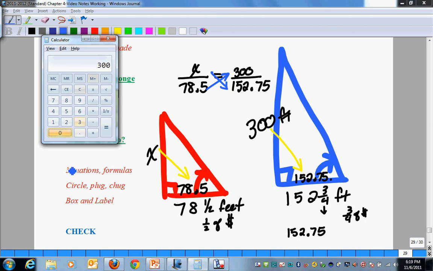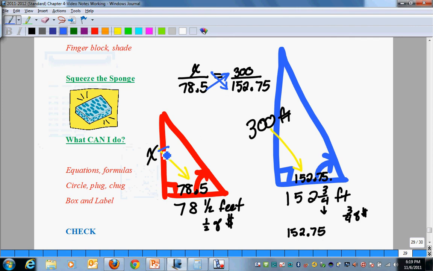Cross multiply. We're going to go 300 times 78.5, and we're going to be dividing by 152.75. And the height of our building is 154.17 feet. It makes sense because since the shadow is shorter, the height must also be shorter.